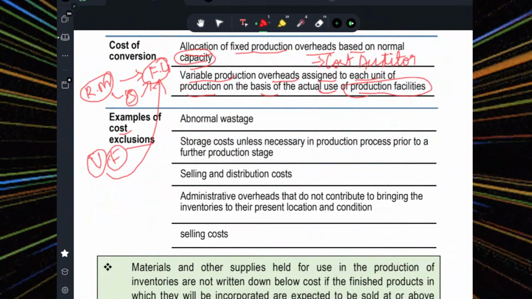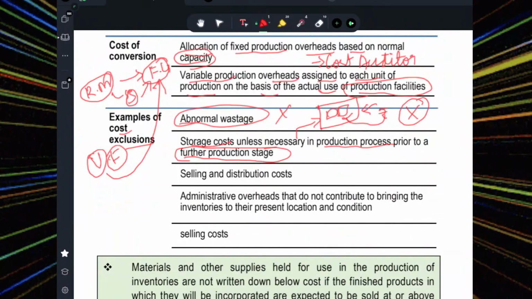Examples of cost exclusion. Some costs should not be added, such as abnormal cost. Storage cost should not be added unless necessary in the production process prior to a further production stage. So I produced something and I'm storing it in a warehouse. Will the warehouse cost be included in the cost of the raw material? No, you are storing it; that is other cost that is not attributable to the stock. It should be excluded from the stock.